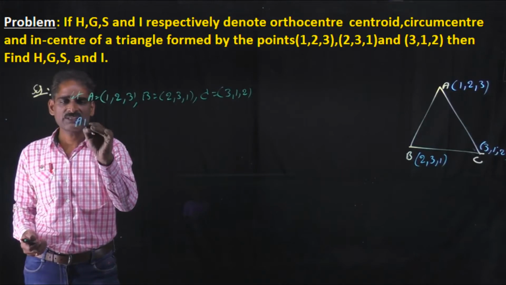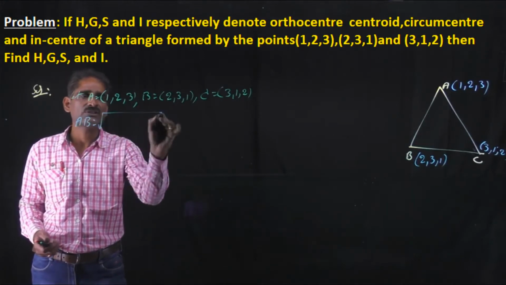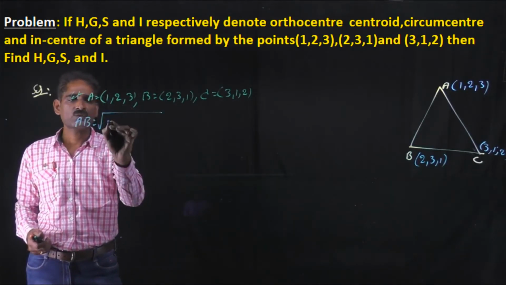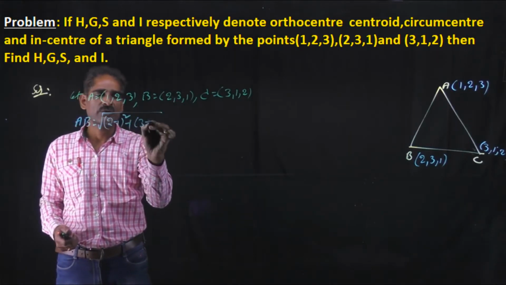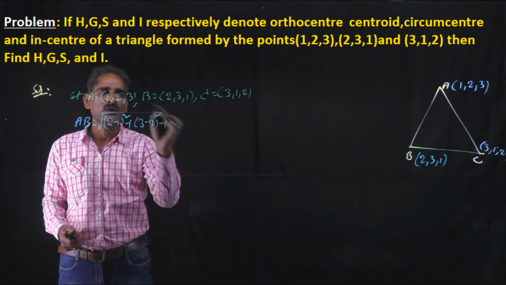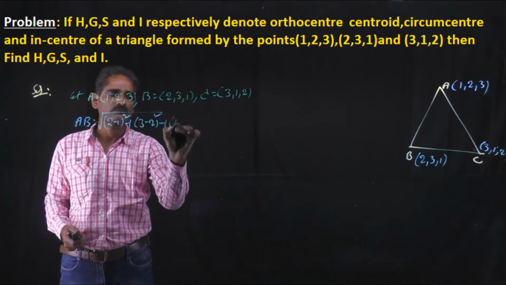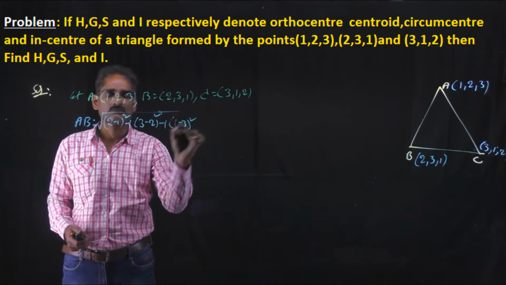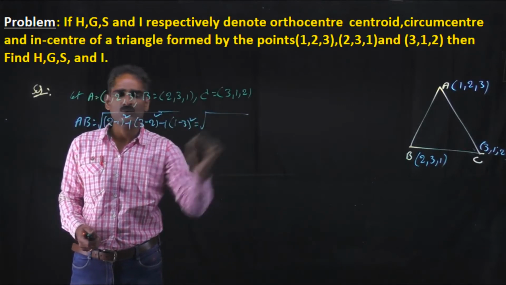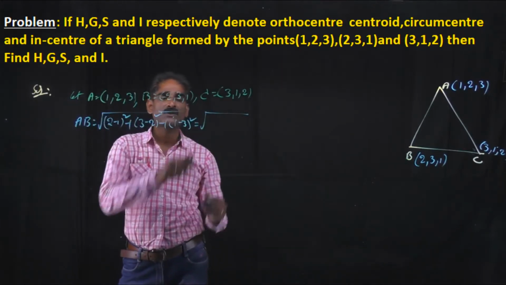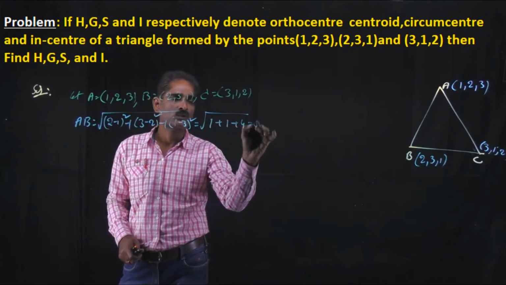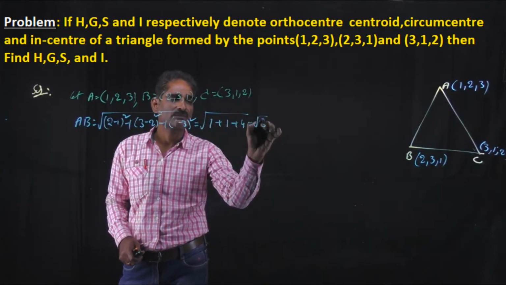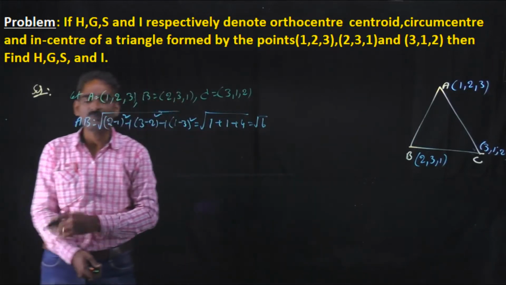Just verify the lengths. AB, what is the length of AB? 2 minus 1 whole square plus 3 minus 2 whole square plus 1 minus 3 whole square. The length of this is equal to 1 plus 1 plus 4, that is equal to root 6. This is the value of AB.